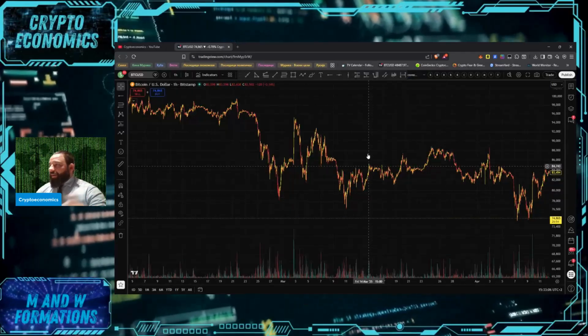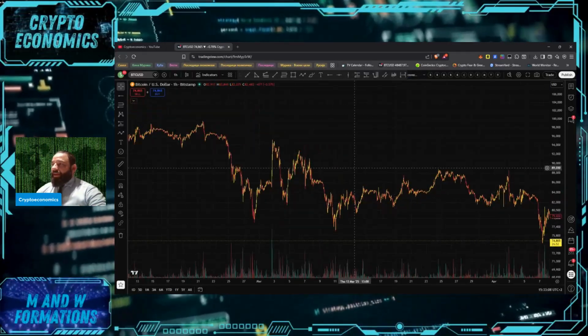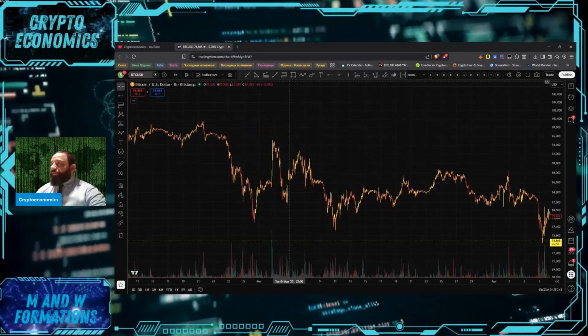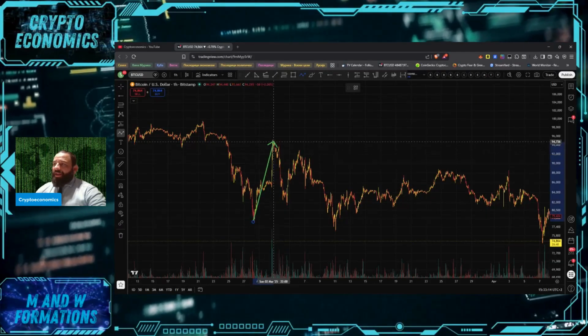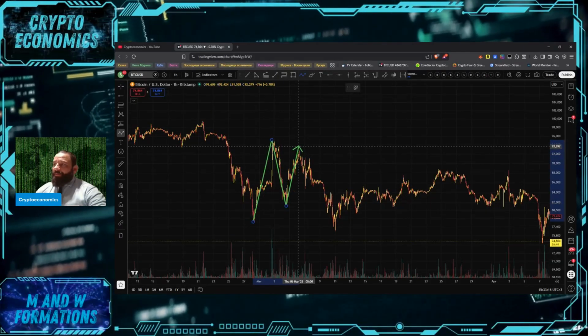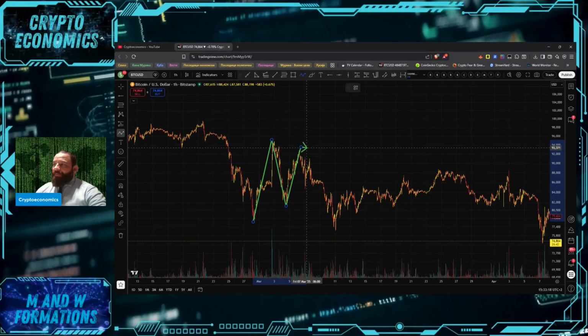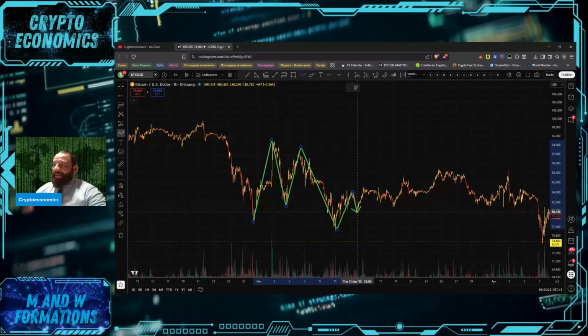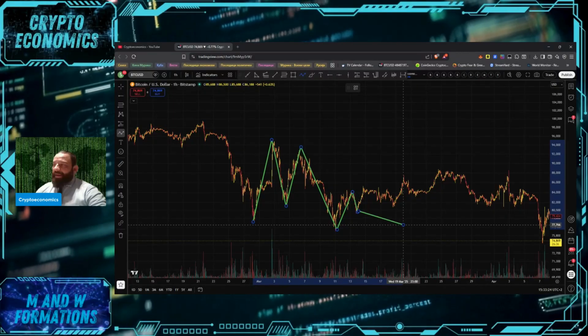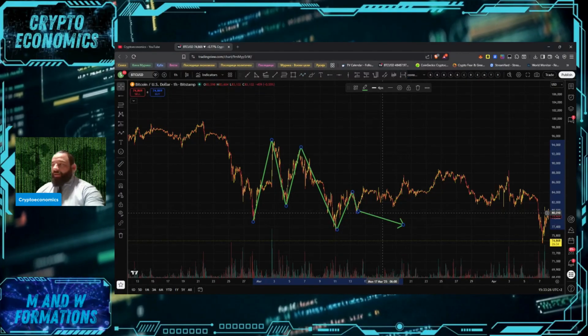Let's try to find another M formation for you to actually see how it looks. For example, this can be a very nice M formation. Again, don't expect everything to be always perfect. In this case, obviously, the second top is not very close to the previous one, but we can see that it did the M formation as it's supposed to.